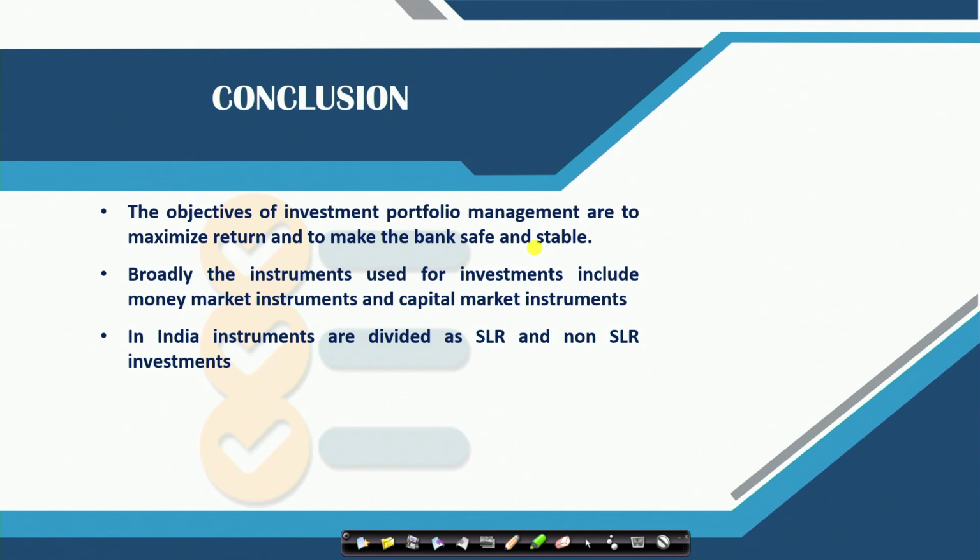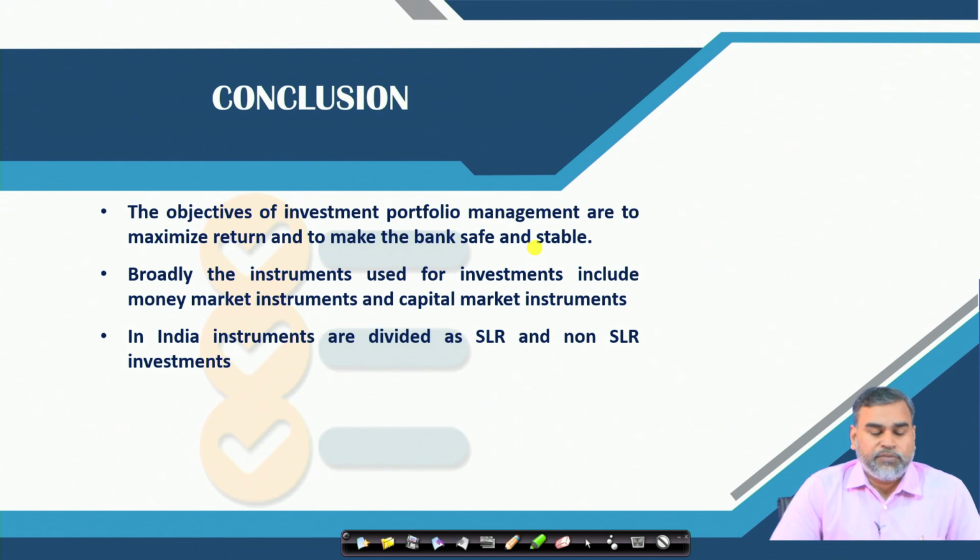So, in conclusion, the objectives of investment portfolio management are to maximize return and to make the bank safe and stable. Broadly, the instruments used for investments include money market instruments and capital market instruments, and in today's class we have discussed the money market instruments.